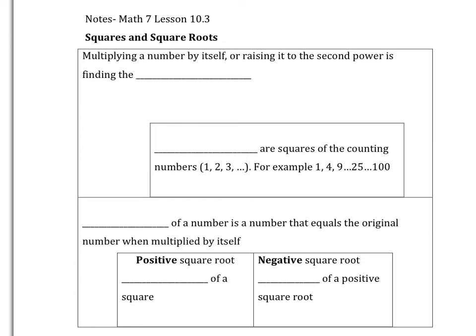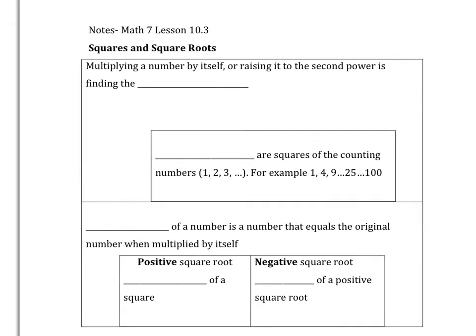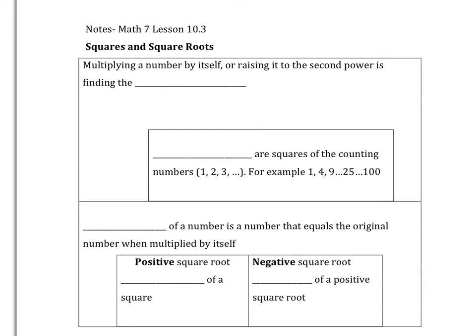Multiplying a number by itself, or raising it to the second power, is finding the square of a number. So what that means is, if I had the number 3 times 3, then the square of that number would be 9. Or I could say 3 squared, which is 9.